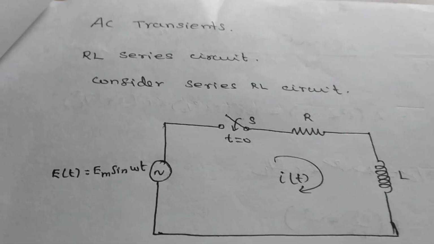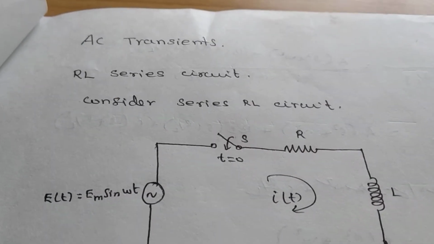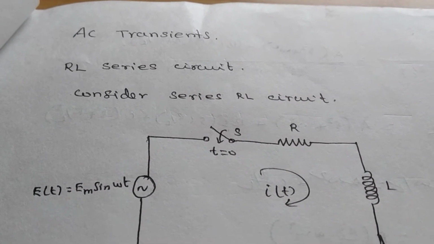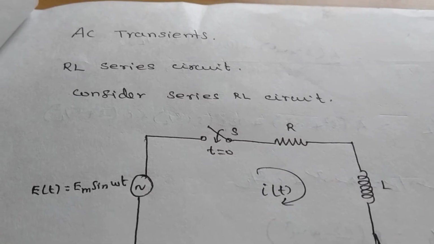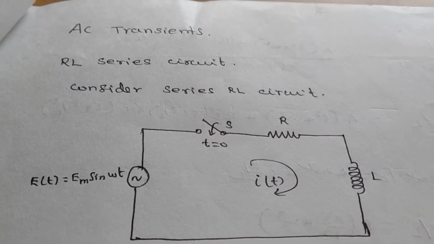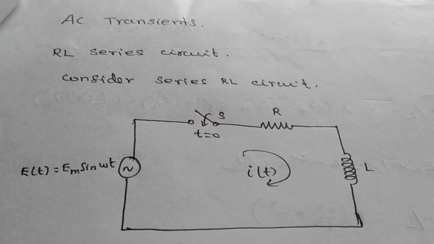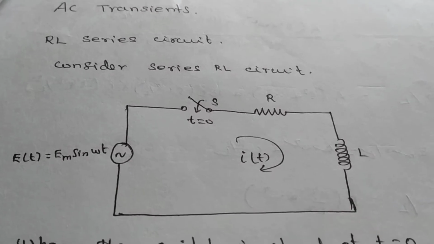Dear students, today's topic is AC transient. Before, we already discussed the DC transient for RL, RC and RLC circuits. Similar to this, the AC transient circuit, the RL series circuit first. Consider the series RL circuit.